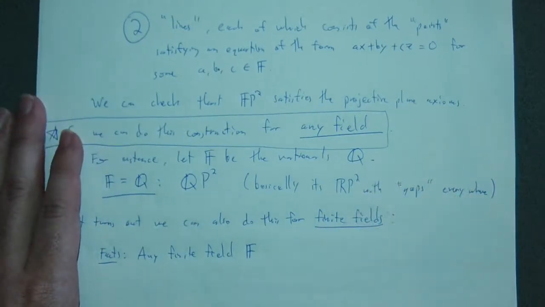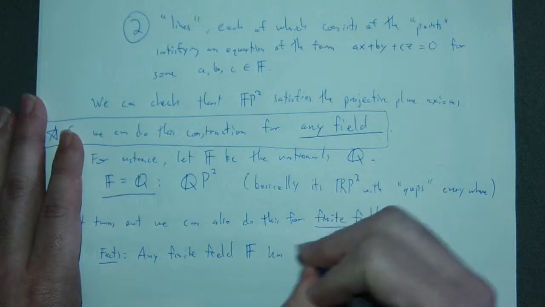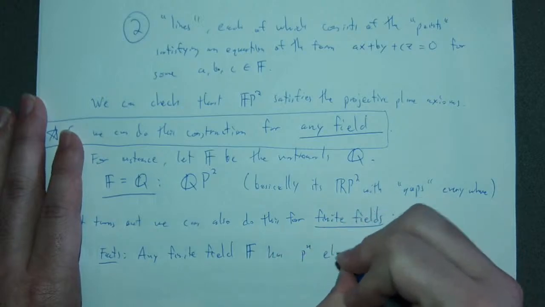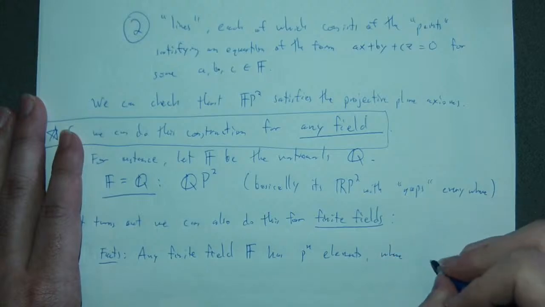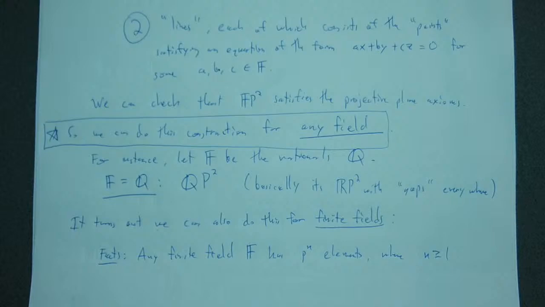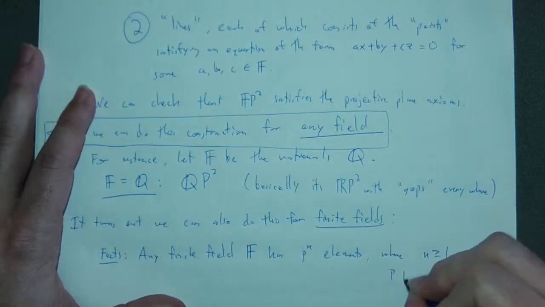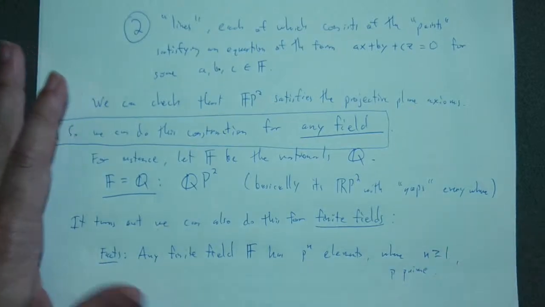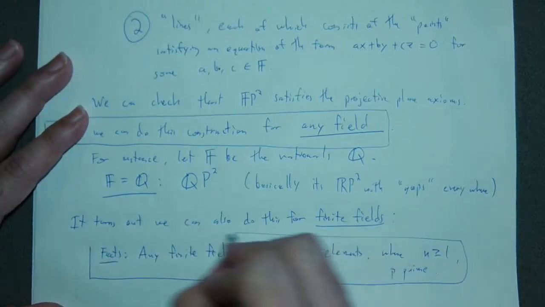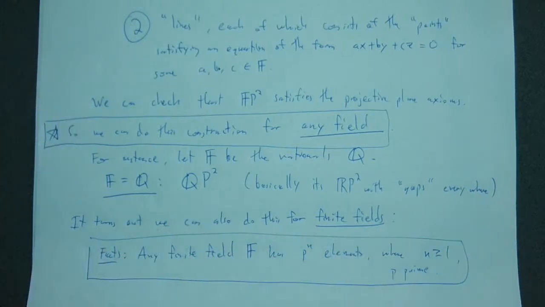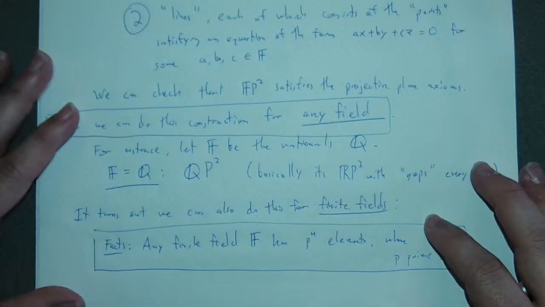So any finite field F has p to the n elements, where n is an integer that's bigger than or equal to 1, and p is prime. Okay. Well, I shouldn't say facts. I should say fact. But this is an important early fact that you learn about this. And so, simplest example.